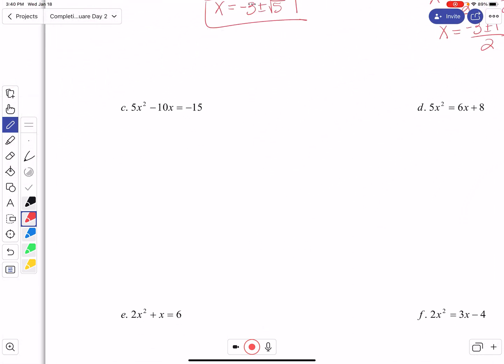All right, on C, I would divide everything by 5. So I have x squared minus 2x, I'm going to leave my gap here, equals negative 3.